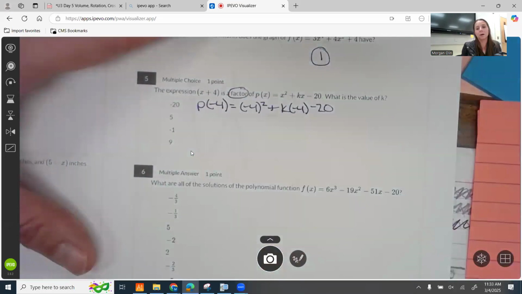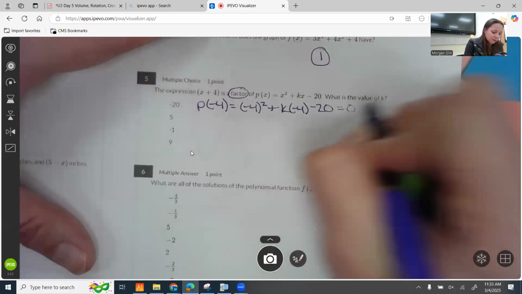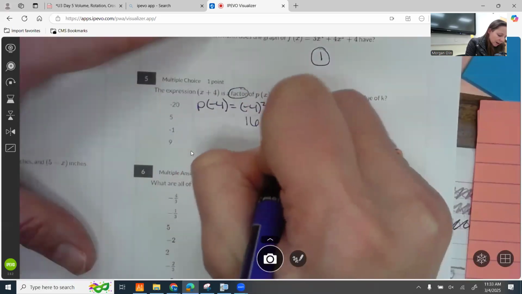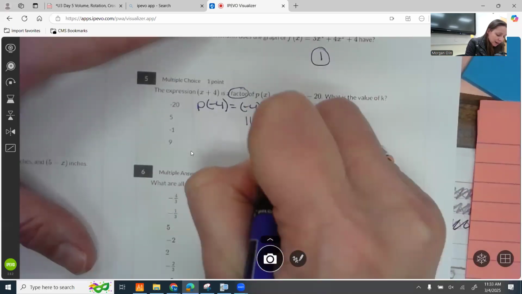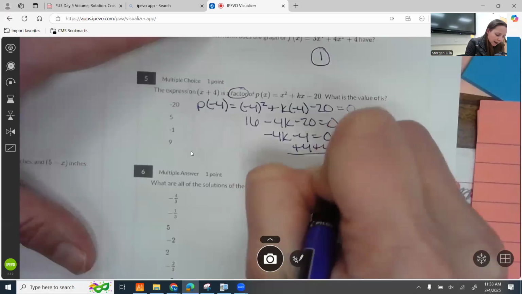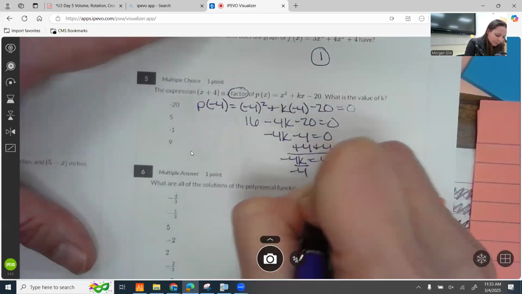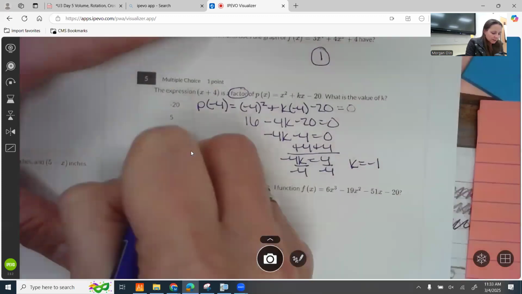And it says it's a factor. Well, what do you remember is the remainder? Because when you plug in this value, it comes out to be the remainder. When it's a factor, the remainder is 0. All right, so this is 16 minus 4k minus 20. Well, 16 minus 20 is actually negative 4. All right, so when I add 4 over, I get negative 4k equals 4, and divide by negative 4. So k equals negative 1. All right, so that's our value.